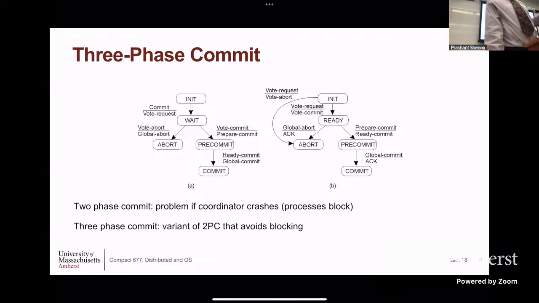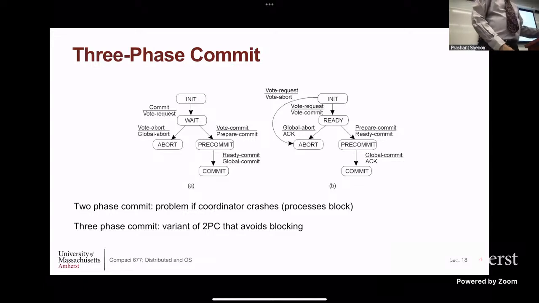Now you can say, what did this achieve? What did adding this extra step, saying let's commit in two stages, achieve? The participants will be told to go to a pre-commit stage and then told to commit the transaction in a second step. What did that achieve for us? Any thoughts here? The question you want to think about is what problem are we trying to solve here?